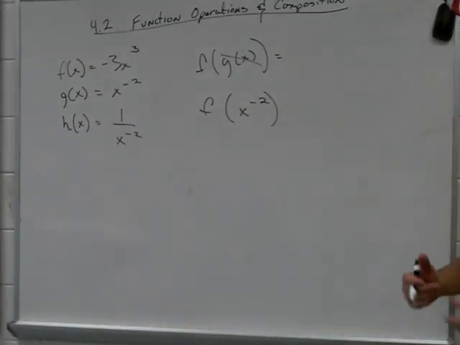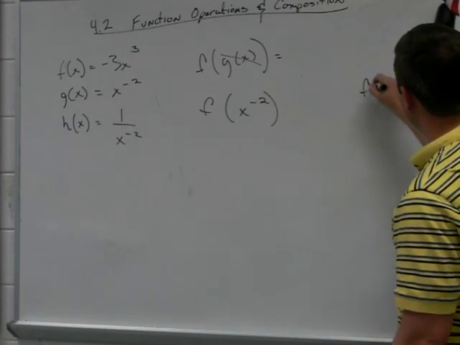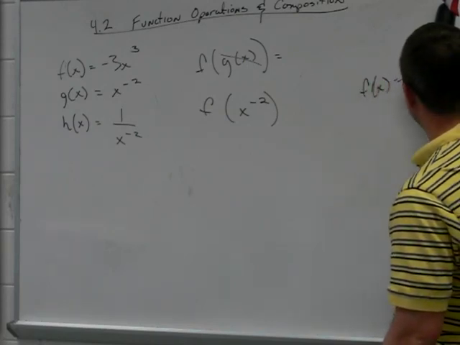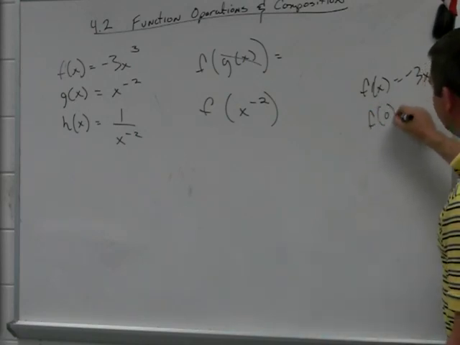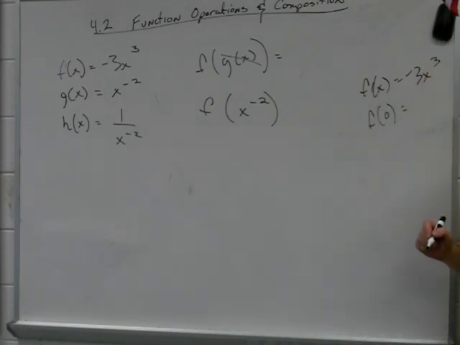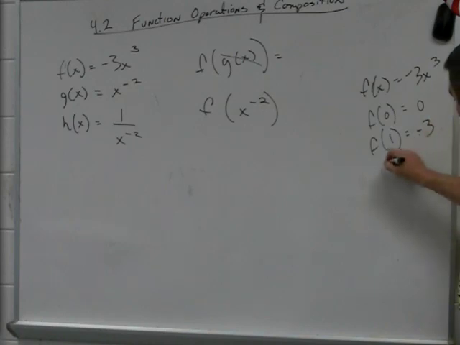Now I'm going to step back and remind you a little bit about functions. If f of x equals negative 3x cubed, what would f of 0 be? 0. You would take 0, plug it in right there, and you'd get 0. What would f of 1 be? Negative 3. Very good. What would f of 2 be? Can you do that in your head? You should be able to.